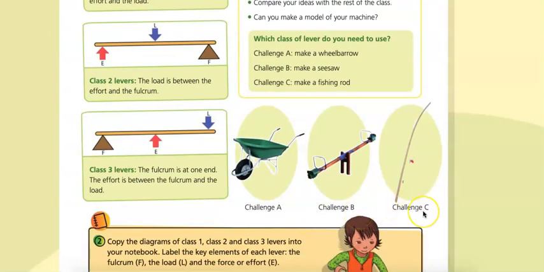And what type of lever is challenge C? Good, a class 3 lever. The fulcrum is at the end. The effort is between the fulcrum and the load.